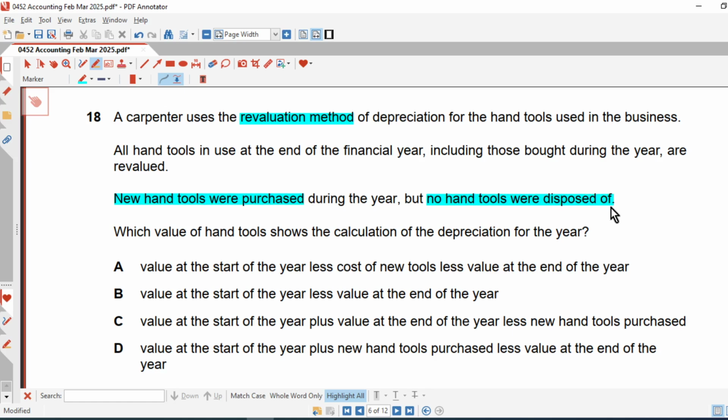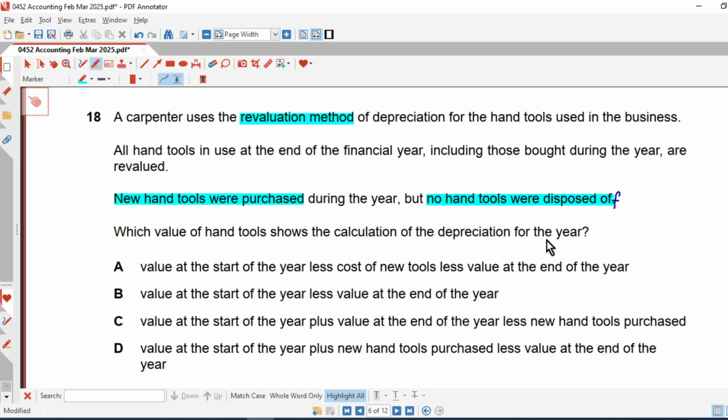Disposed of. Shouldn't it have two F's? I don't know. Disposed of. I'm sorry. Okay, now which value of hand tools shows the calculation of depreciation for the year? This is a road less traveled by. I don't see many revaluation method questions being asked in the previous few sessions, so this is something new.